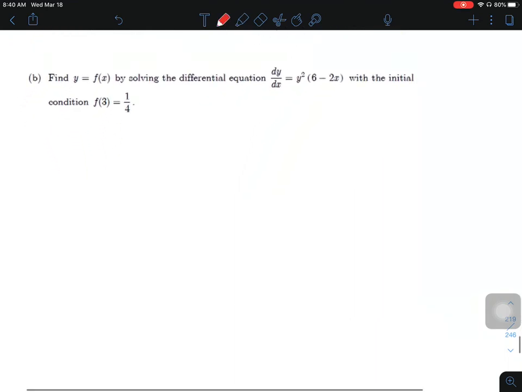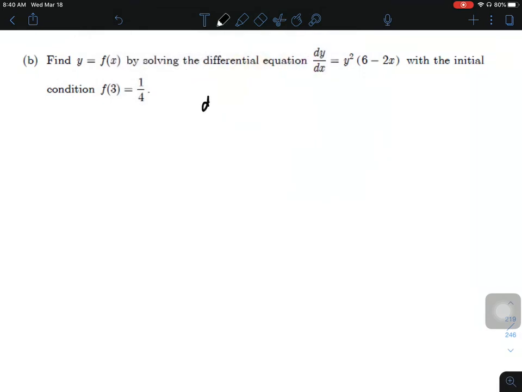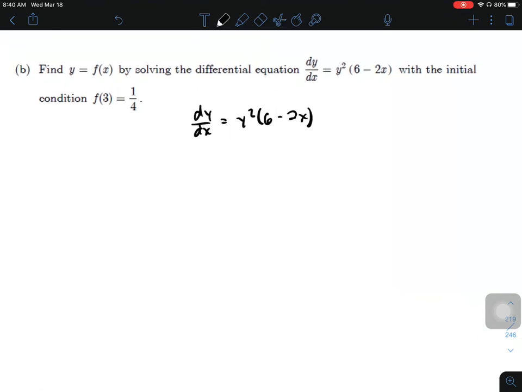Part B, find y by solving the differential equation. So that means we're going to have to integrate, and to integrate, we got to separate our variables. So we got dy over dx equals y squared times the difference of 6 and 2x. Separate our variables. I'm going to divide both sides by y squared and multiply both sides by dx.